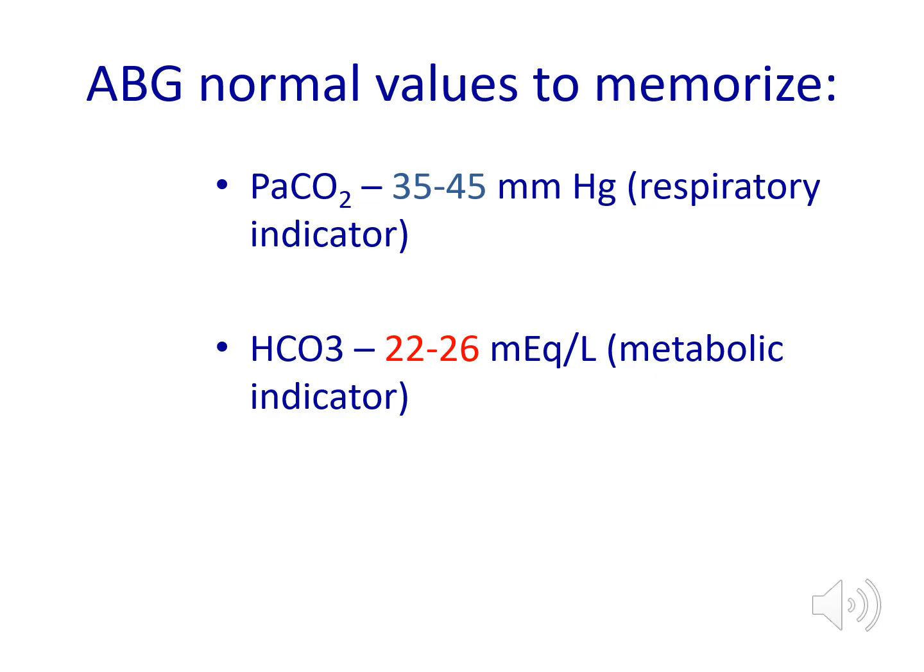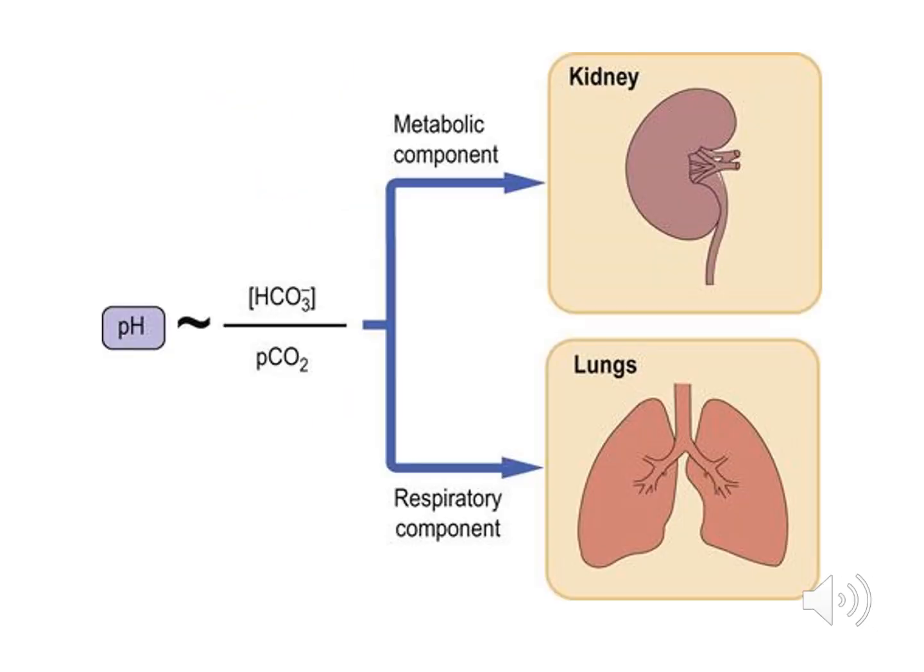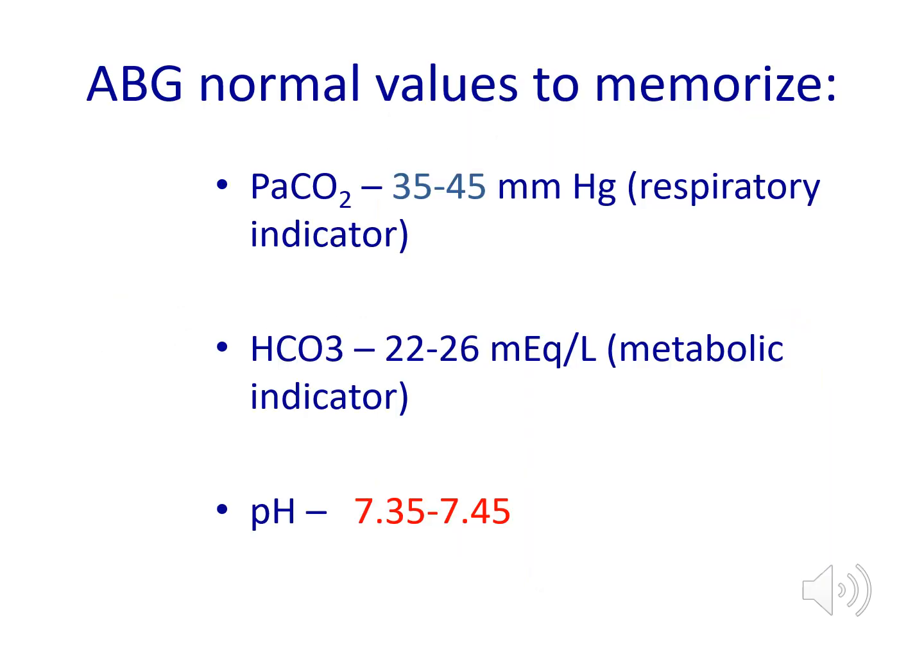The second value to memorize is the plasma bicarb concentration, or HCO3. Normal is somewhere between 22 and 26 milliequivalents per liter, and this is your metabolic indicator. So here you can see the bicarb, or the metabolic indicator, tells you how good a job your kidneys are doing at keeping you in acid-base balance. Finally, we have the pH. Normal value should be somewhere between 7.35 and 7.45.